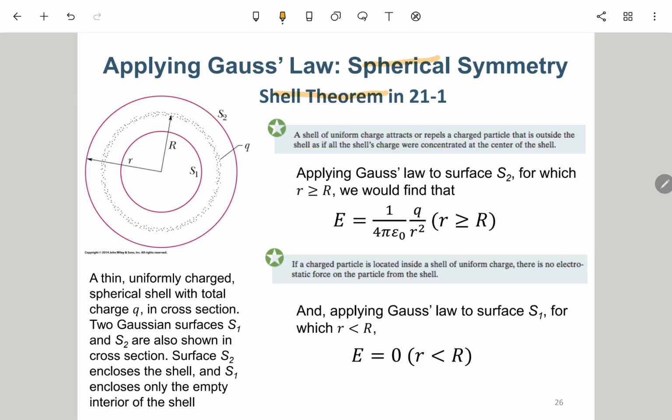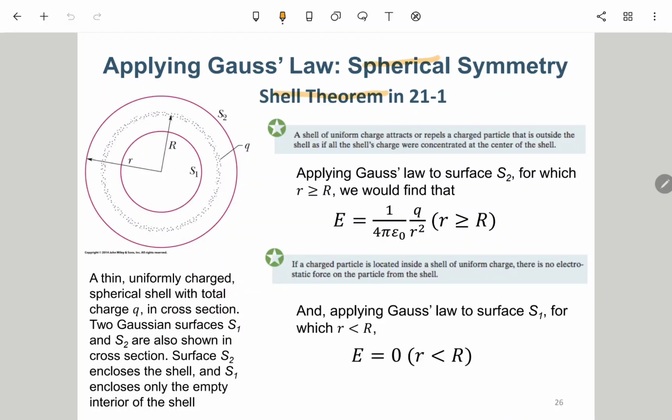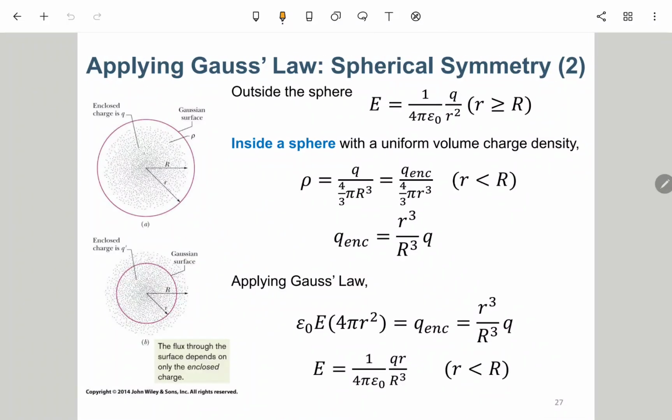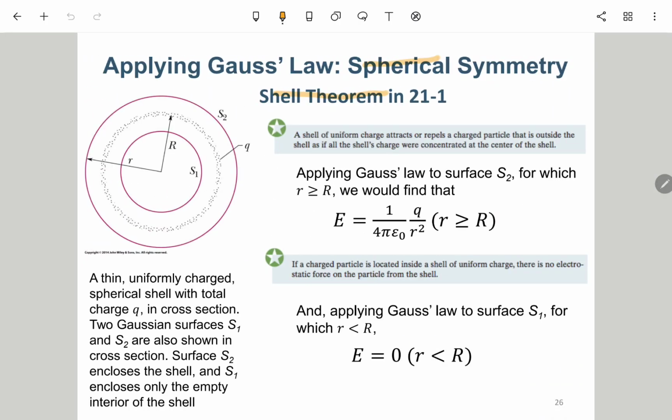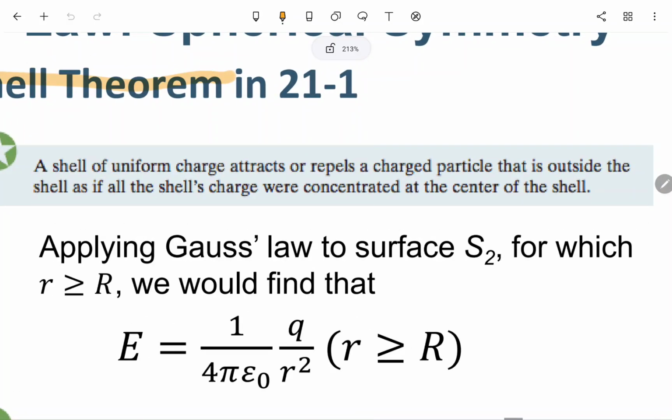If you still remember, shell theorem 21.1 has two statements. The first statement is that a shell of uniform charge attracts or repels a charged particle that is outside, as if all the shell charge were concentrated at the center of the shell. The first statement relates to the outside part.